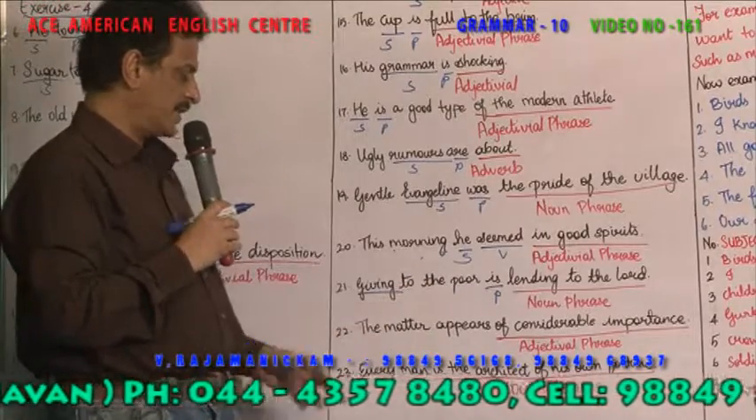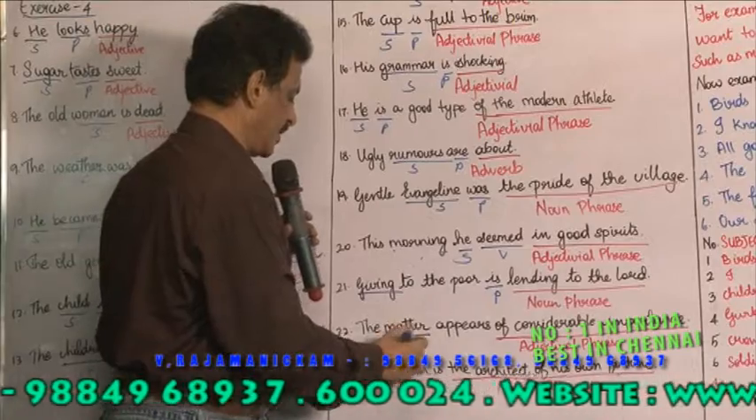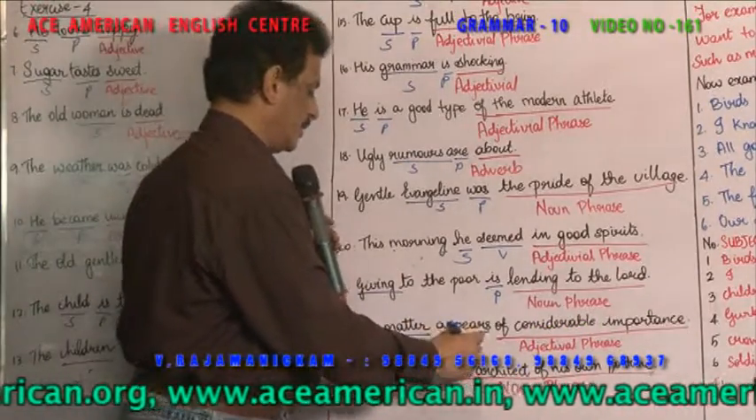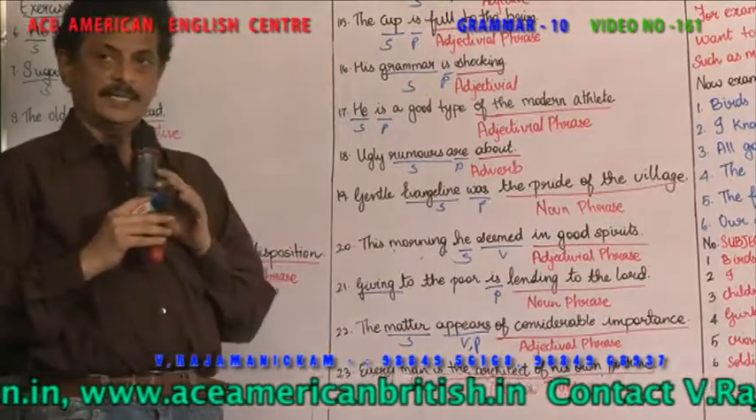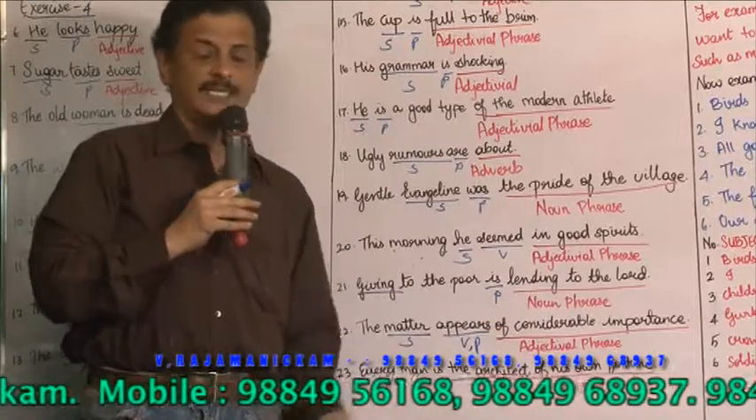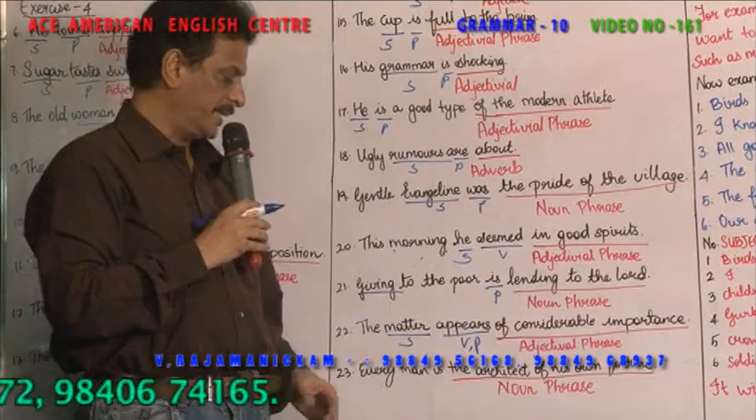The matter appears of considerable importance. Matter is the subject. Appears is the verb, or predicative you can call it, and it doesn't take an object. So of considerable importance is the entire adjectival phrase, so it is a complement here.